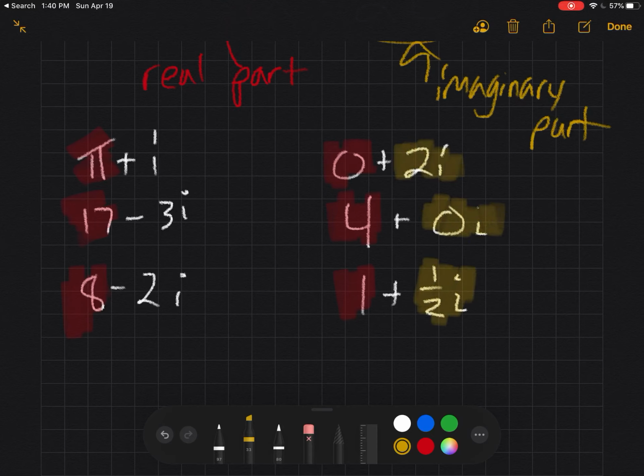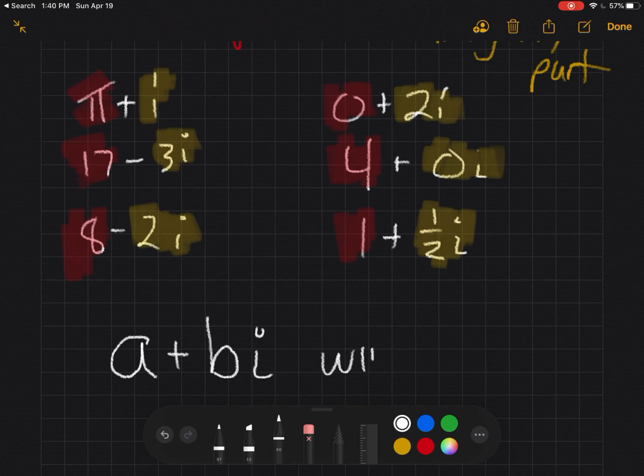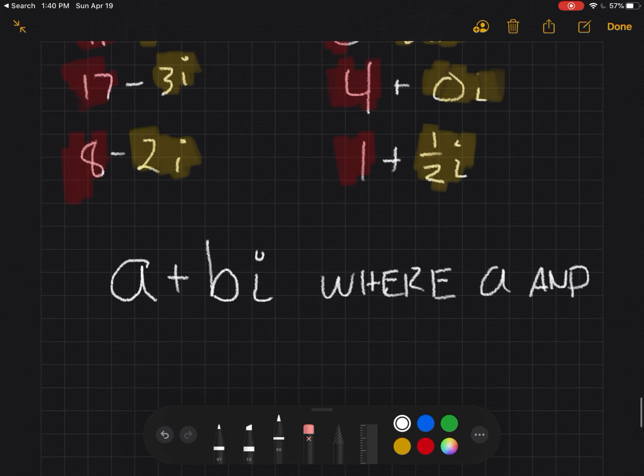And then let me go through. So this would be the real part. This would be the real part. And then the imaginary part, the part containing i. So that would be the imaginary part. And so these are all complex numbers.